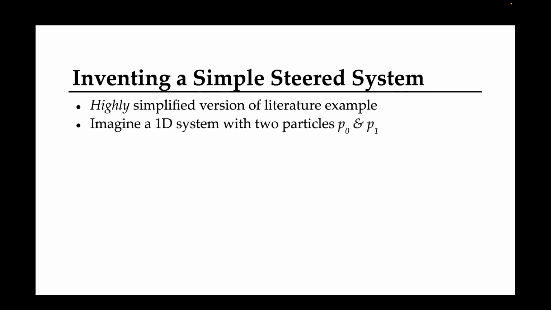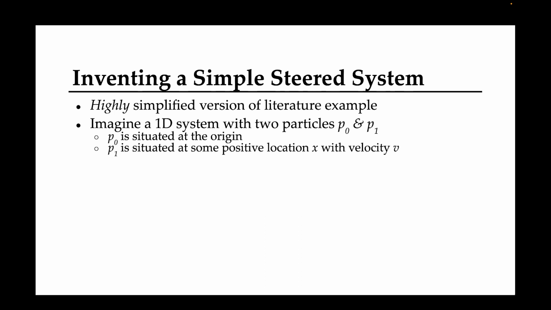So let's invent a system to apply this to and try it out, right? This is a really, really simplified version of the literature that I'm doing my term project on. Essentially, it is the minimum viable example, right? And so we're going to imagine a 1D system with two particles, P0 and P1, right? And P0 is going to be located at the origin. And we're going to do everything relative to the origin. And we don't even really have to act like P0 is there. We really just have to consider P1. And P1 is going to be situated at some positive location x with an initial velocity v.